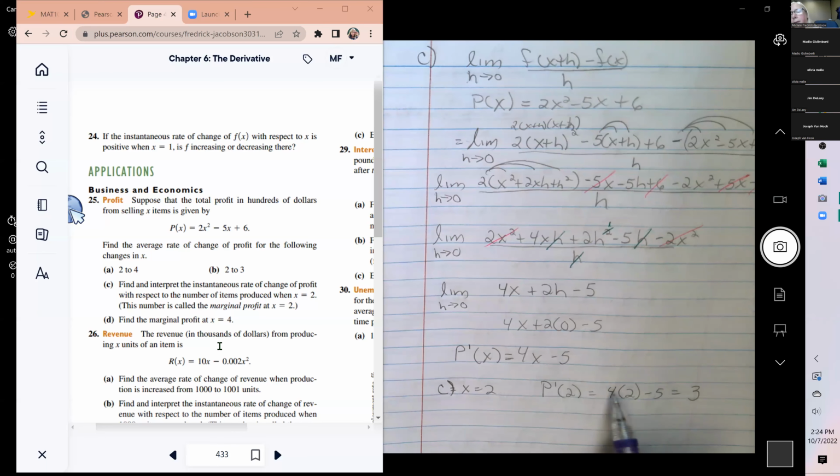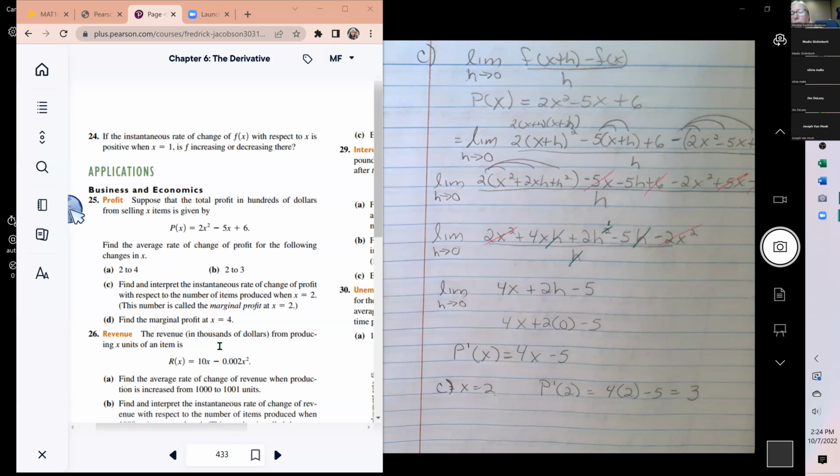And what this is saying is if you're selling 2 items, if you go one more, you'll increase profit by $300. It's telling you how it's changing at that value. So profit is still increasing. You want to keep selling. If it were negative, then profit would be decreasing and you wouldn't want to keep selling.